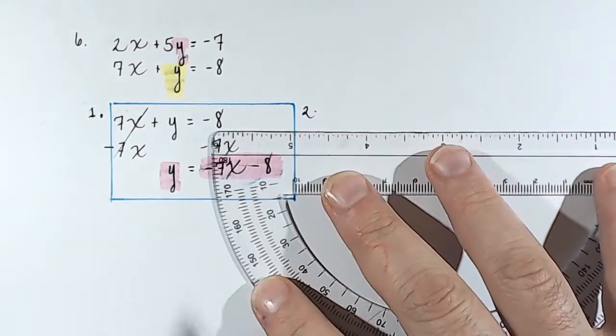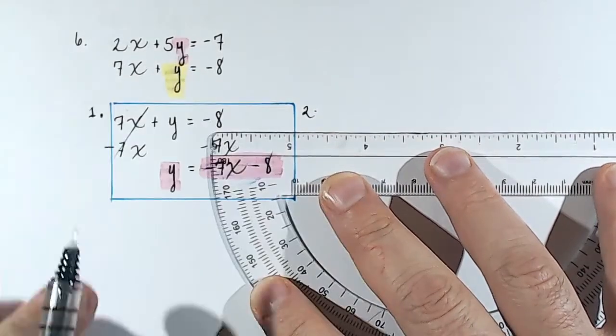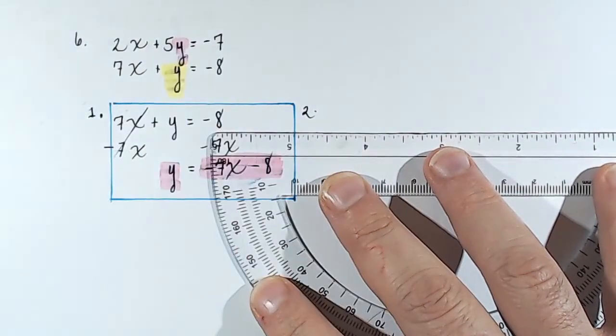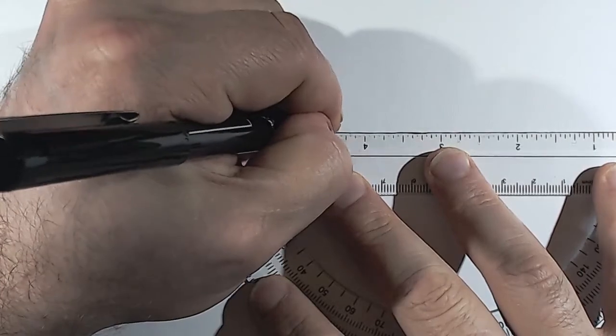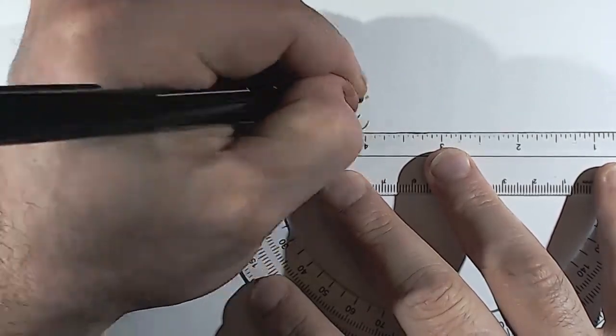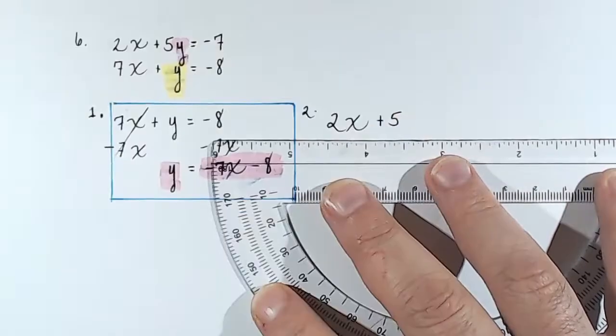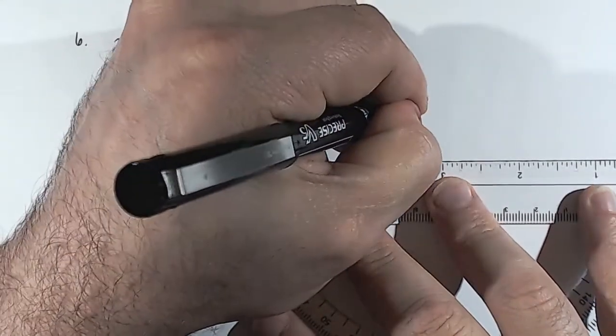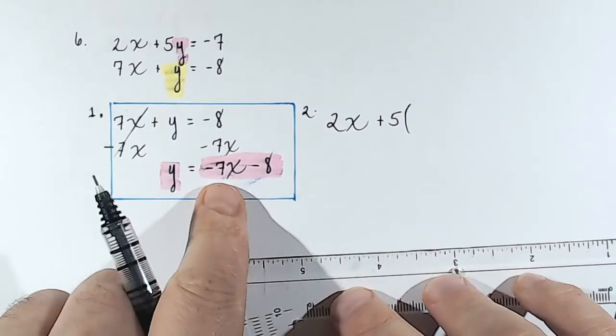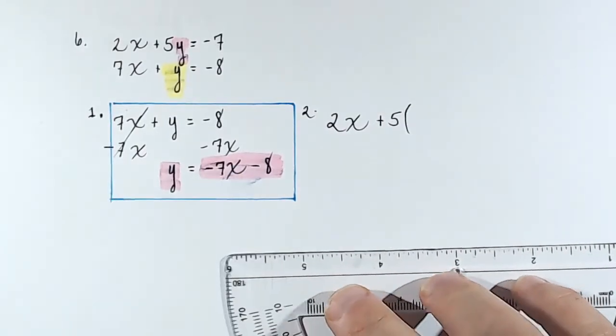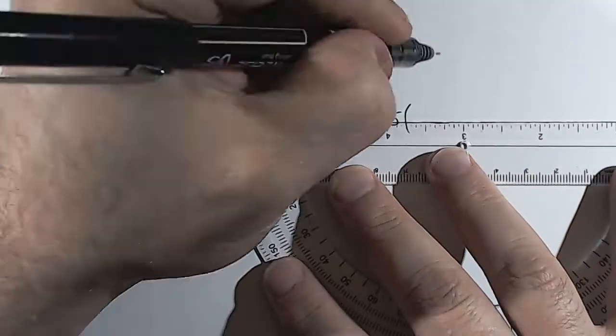And what you're going to do is start rewriting the top equation, but don't write the letter y. So write 2x plus 5, and then stop. And you're going to write open parentheses, and that's where you're going to insert this right here, negative 7x minus 8.